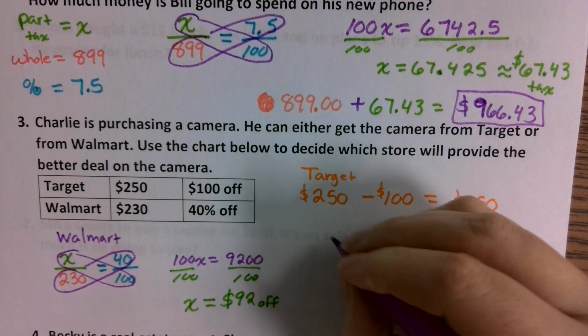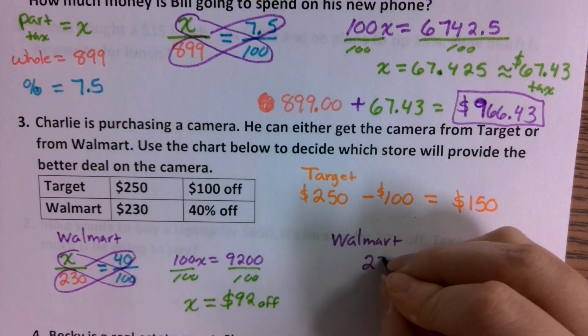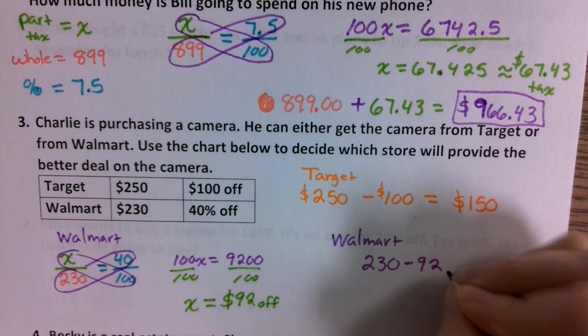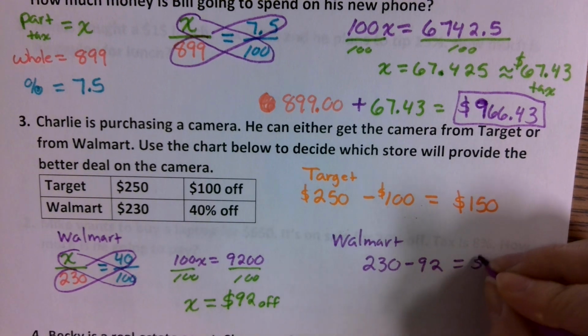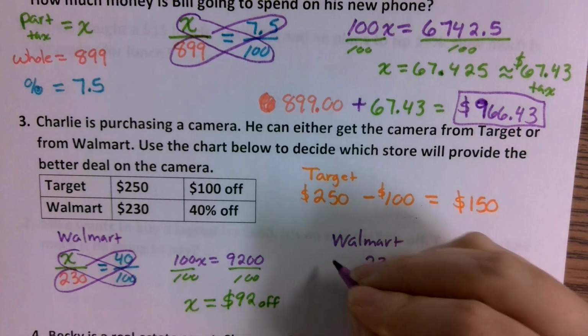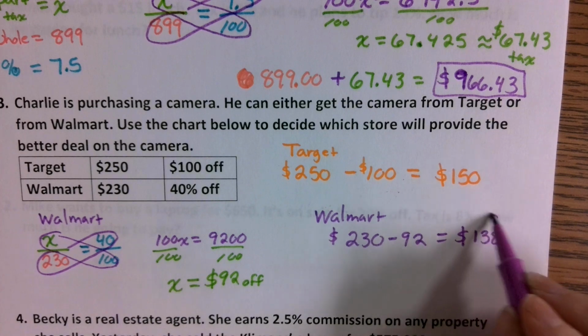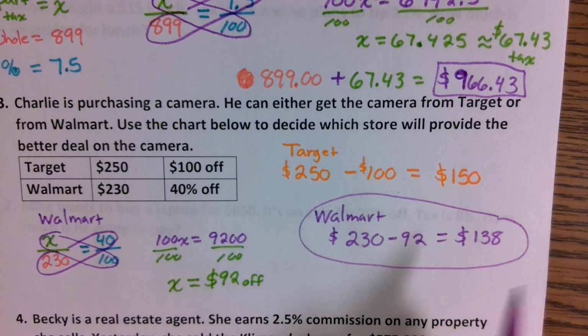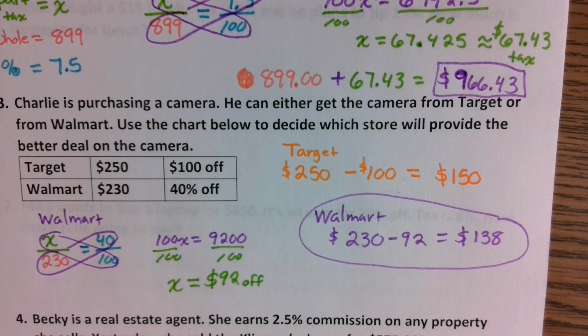So when we work Walmart's cost out, we're going to take 230 and subtract 92. 230 minus the 92 is going to come out to $138. So which one's the better deal? Walmart. Walmart is the better deal, right? Their price comes out to $138. Target's price is $150. You save $12 by going with the Walmart deal. Okay.